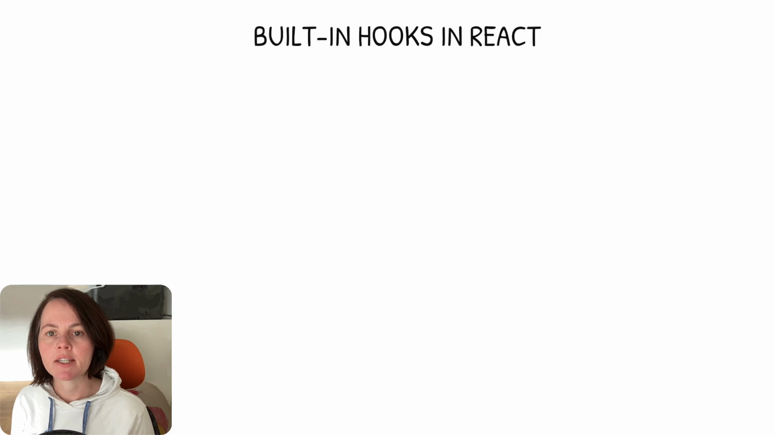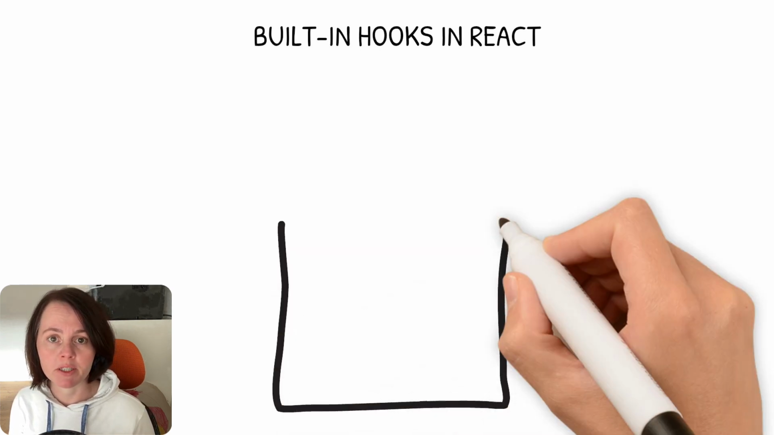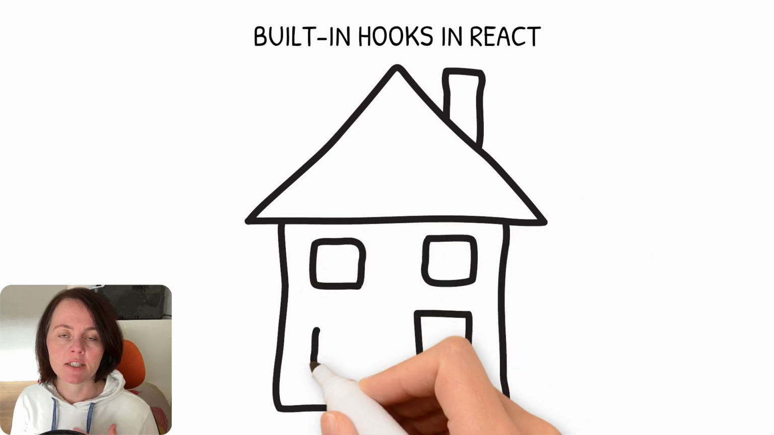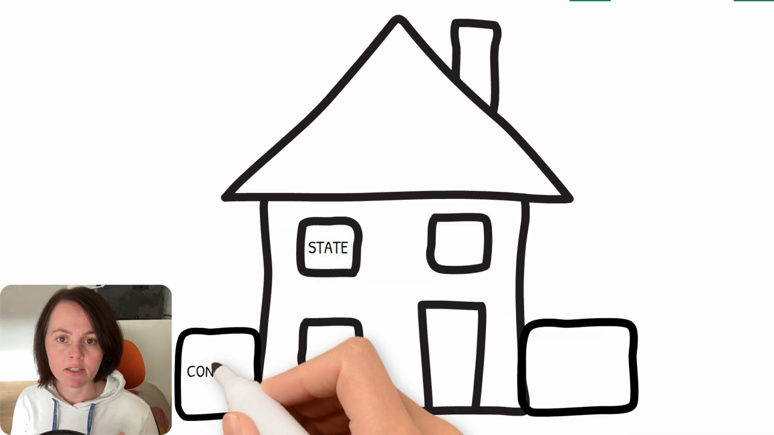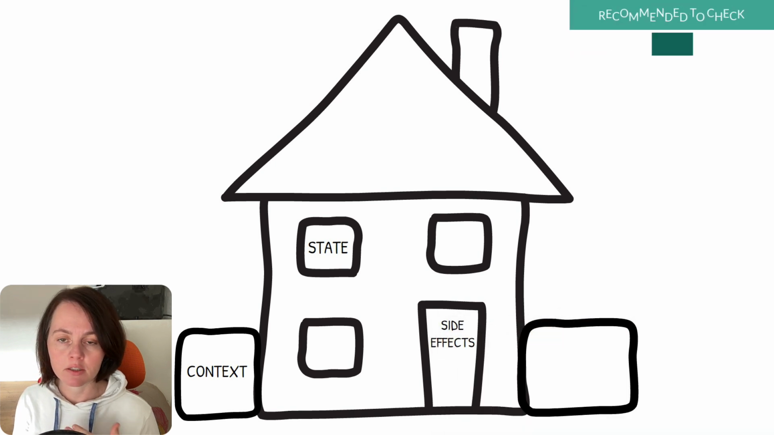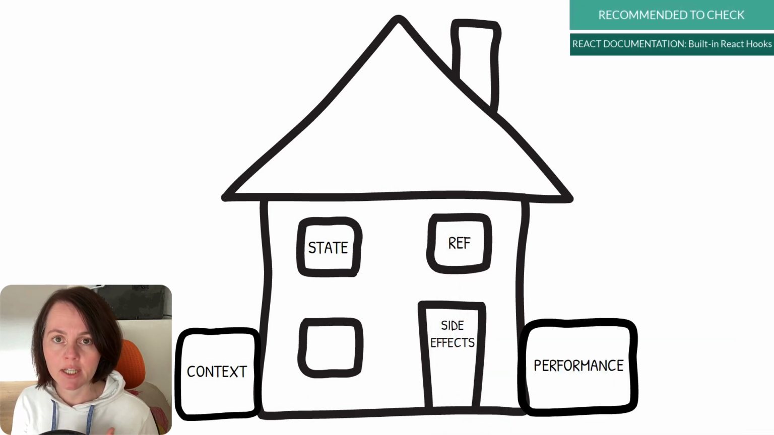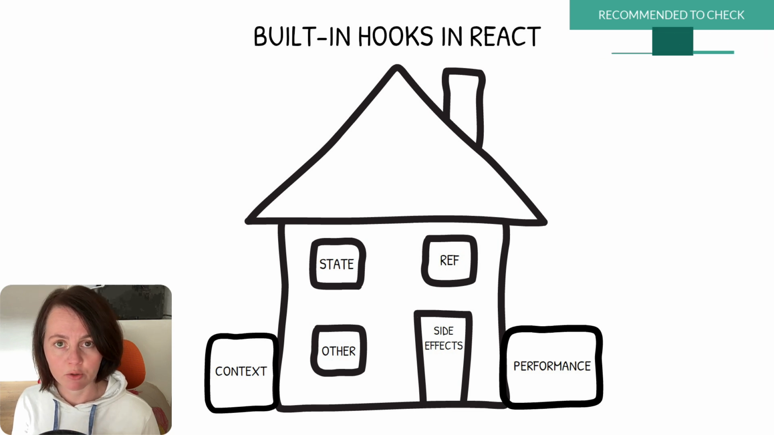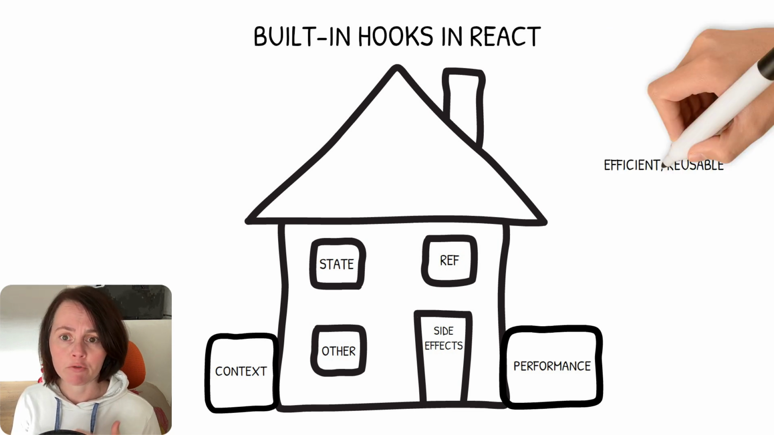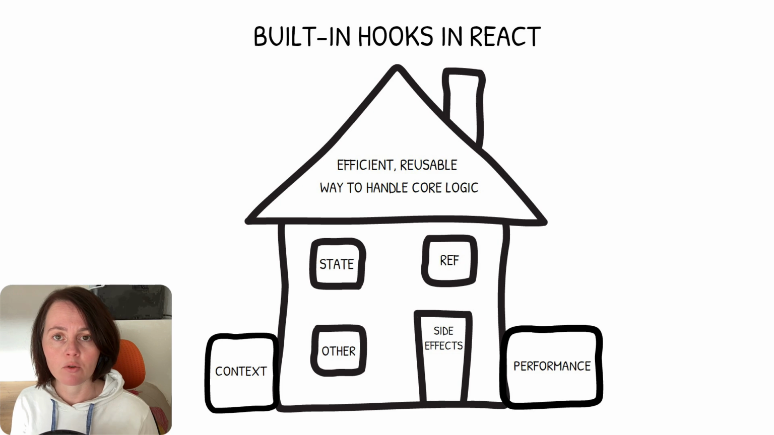Built-in hooks are nowadays the foundation of any rugged application, like the base rocks of a building. They provide essential functions to manage common patterns for state, context, side effects, performance, information which is not used for rendering, and others. Just as a strong foundation supports the entire structure, these hooks offer a reusable and efficient way to handle core logic in the application.